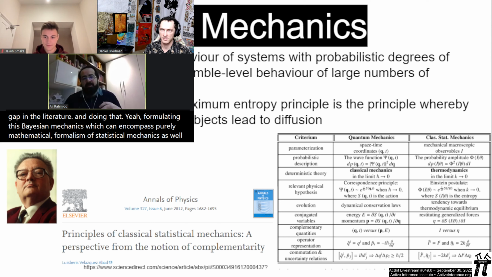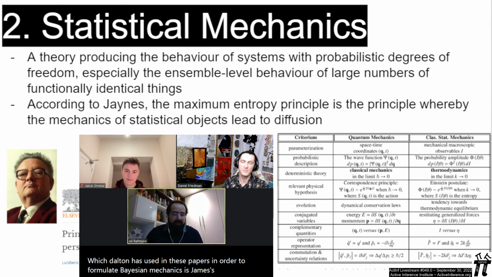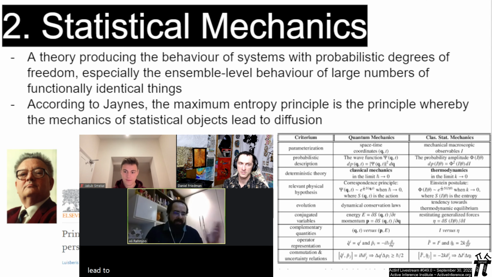And also, one of the most fundamental principles of statistical physics, which Dalton has used in these papers in order to formulate the Bayesian mechanics, is Jaynes's maximum entropy principle, which is a principle by which the mechanics of statistical objects lead to diffusion or the descriptive dynamics of the systems.